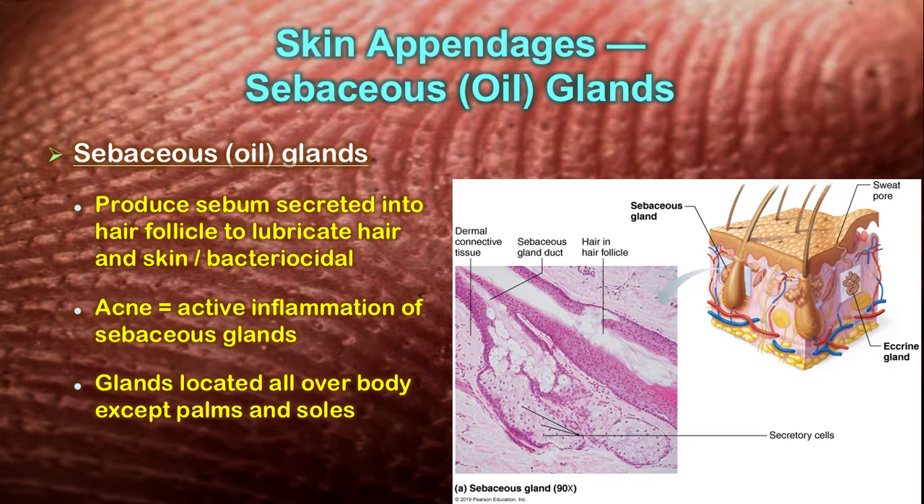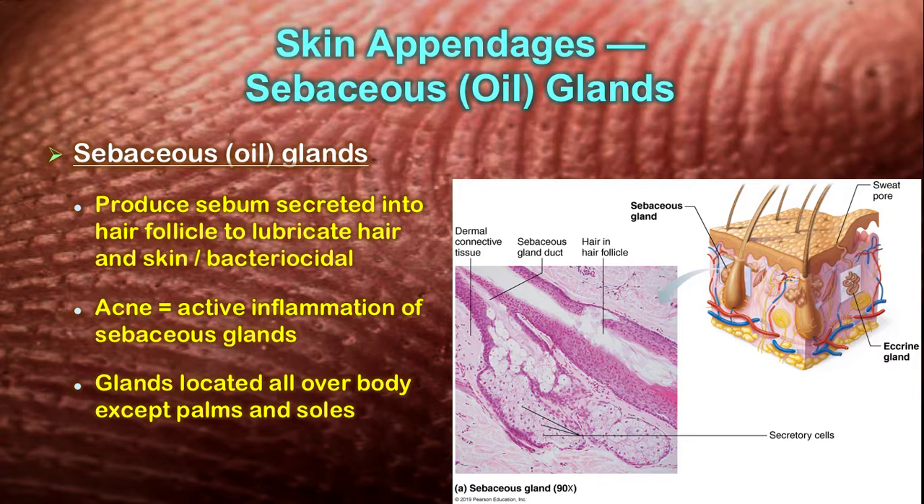Our next appendage are the sebaceous glands, the oil glands. These are always found associated with a hair. We say that they produce sebum, which is just an oily substance. It's secreted into the hair follicle to lubricate the hair. It also lubricates the skin. And something cool about sebum is it's also bactericidal, so it can kill bacteria. You're putting a coating on your skin that kills the bacteria that are trying to get in.